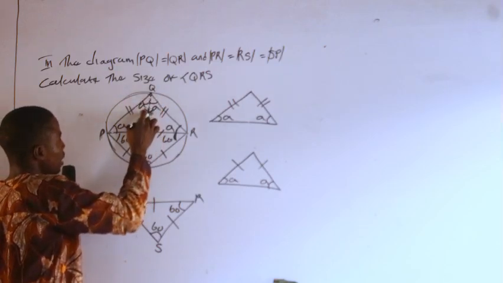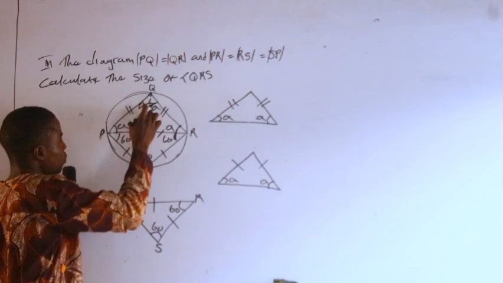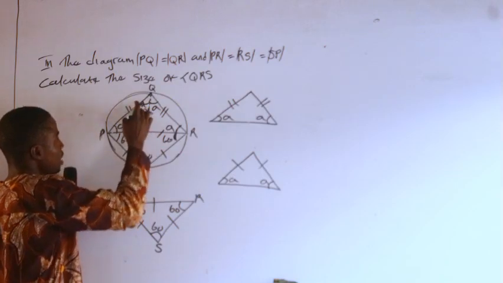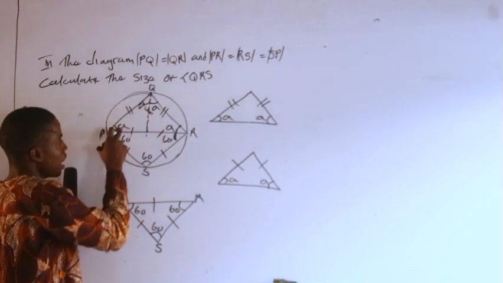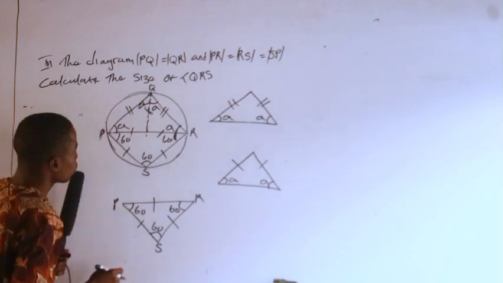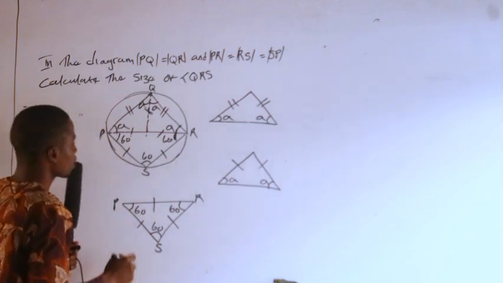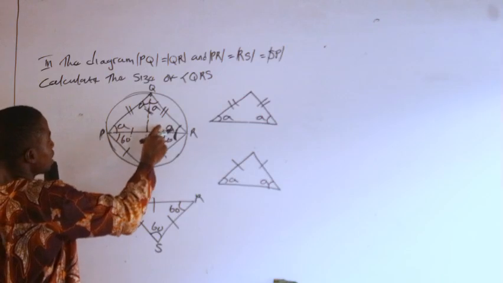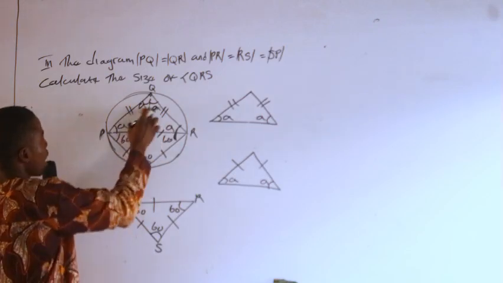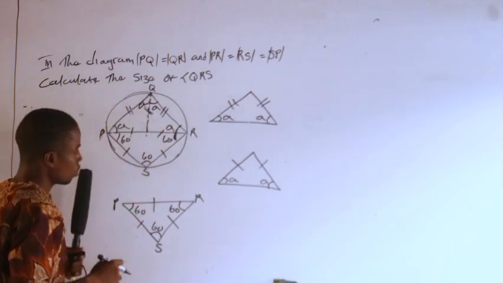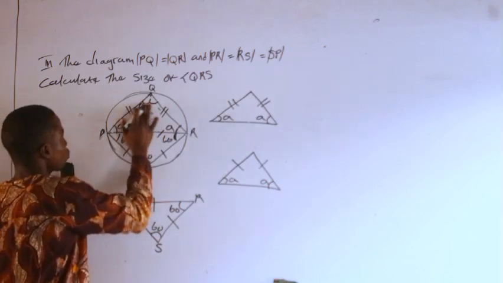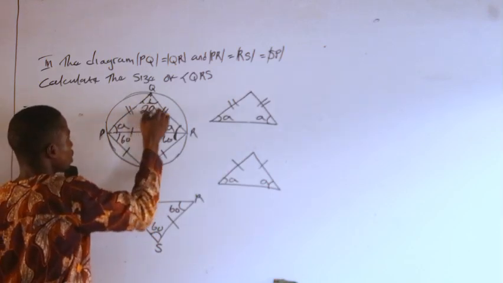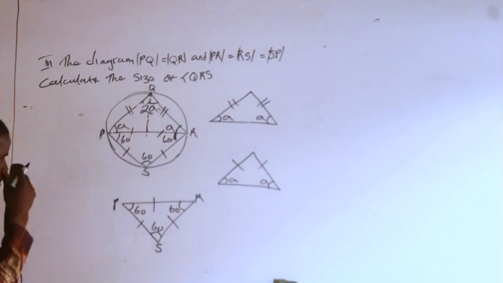Now, look at this angle. If this place is A, and the line of this is the same as the line of this, if this angle is A, what will be here? A. Are you hearing me now? It means that they are telling us that this and this will now be twice of this. Yes or no? This one, I can call it 2A. Are you getting me now?